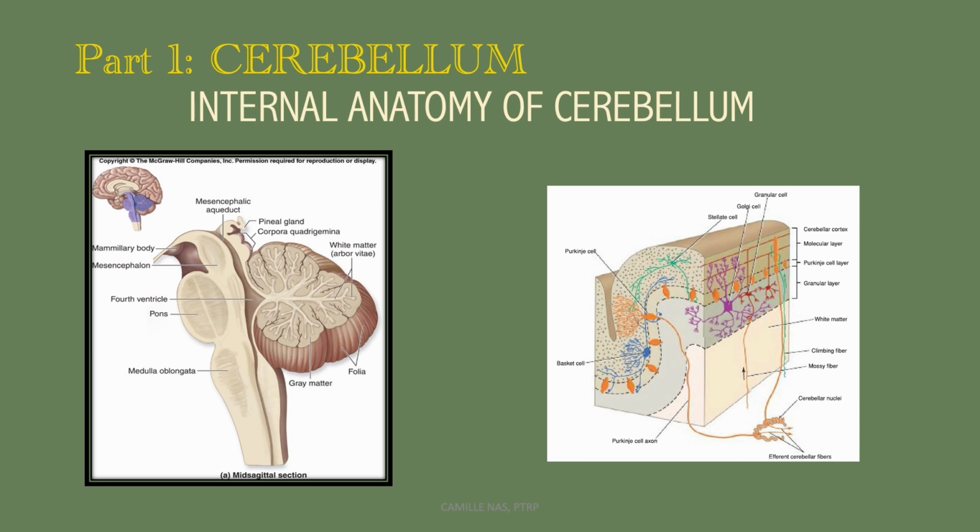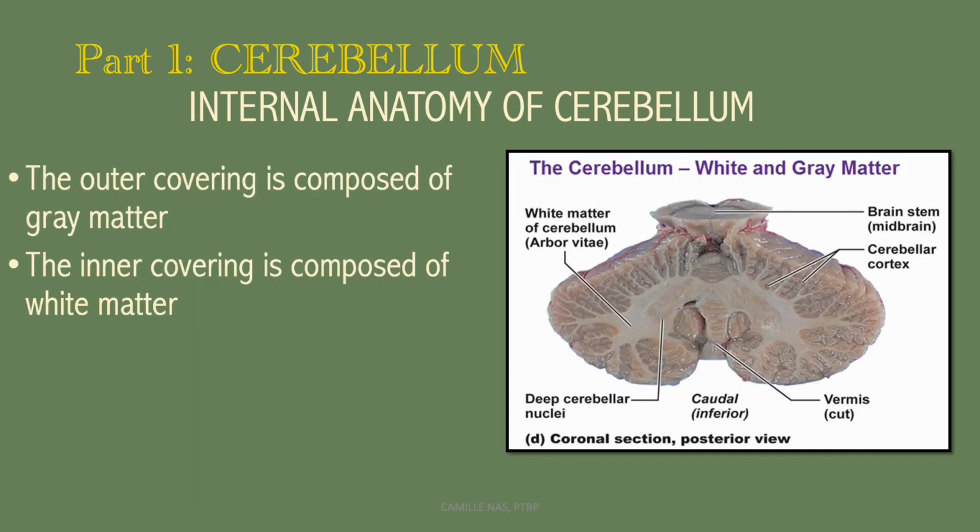Now, with the internal anatomy of cerebellum, you have your layers of the cerebellum, specifically your molecular, Purkinje, and the granular layer. And you also have your white matter and nuclei natin, which will be discussed in the next few slides. Okay, so let's move on with the internal anatomy. So first, the outer covering of your cerebellum is composed of gray matter. Okay? Gray matter, remember that. And it is called your cerebellar cortex. So yung gray matter natin, outer covering of is your cerebellar cortex.